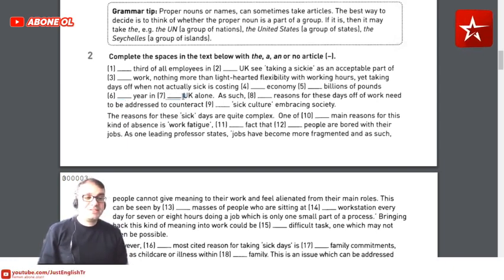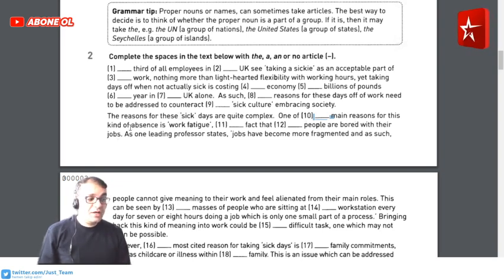Okay, now what about 7? 7, we are saying the UK as such. 8, the reason for these days off work needs to be addressed to counteract. Now, number 9, the sick culture. Remember, I use the sick culture here, not a sick culture, because we identify the unique situation. Now, number 10 is one of the main reasons. Of course, everyone uses it as a cliché, one of the main reasons. So basically, it's also grammar, one of the main reasons. Okay?